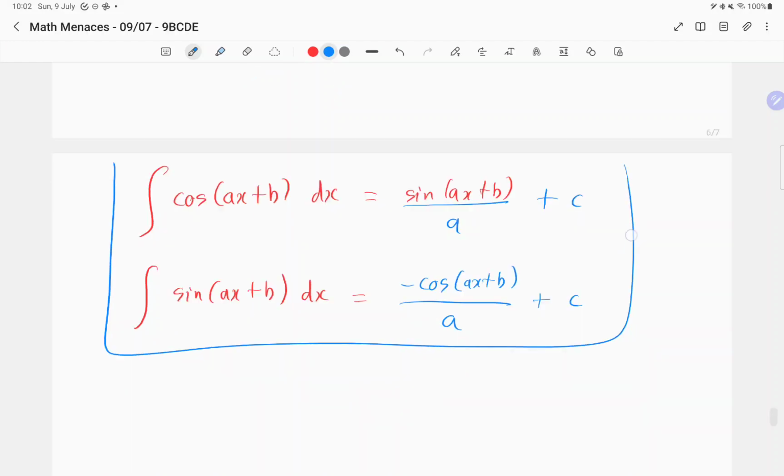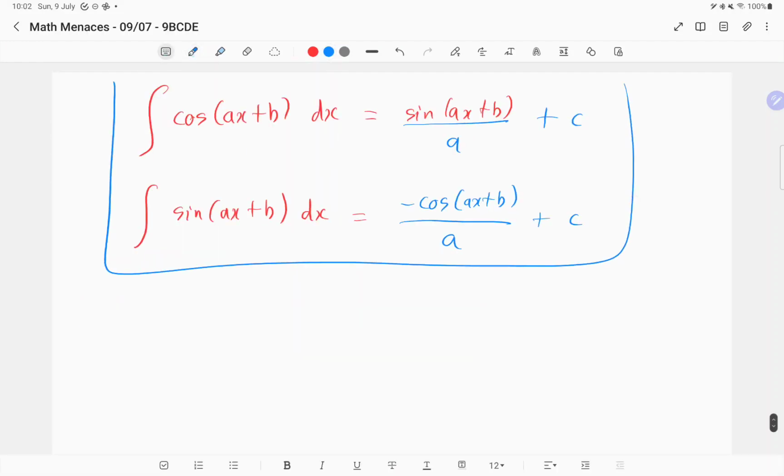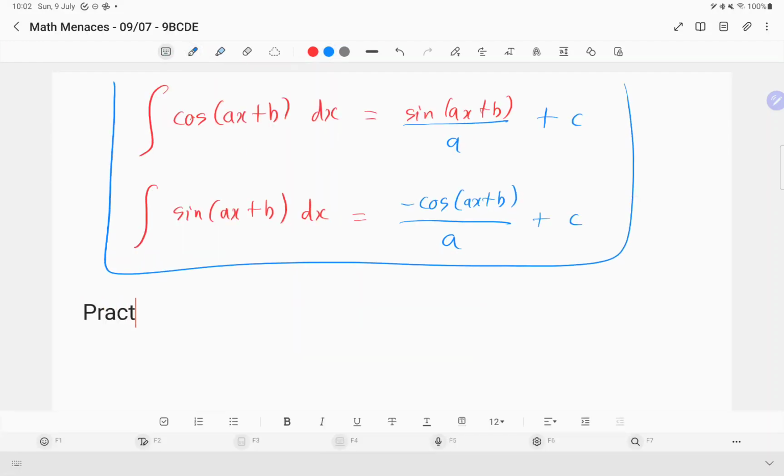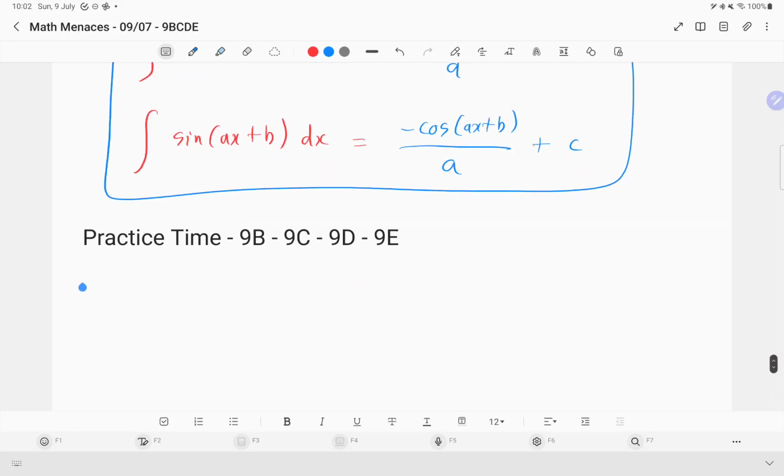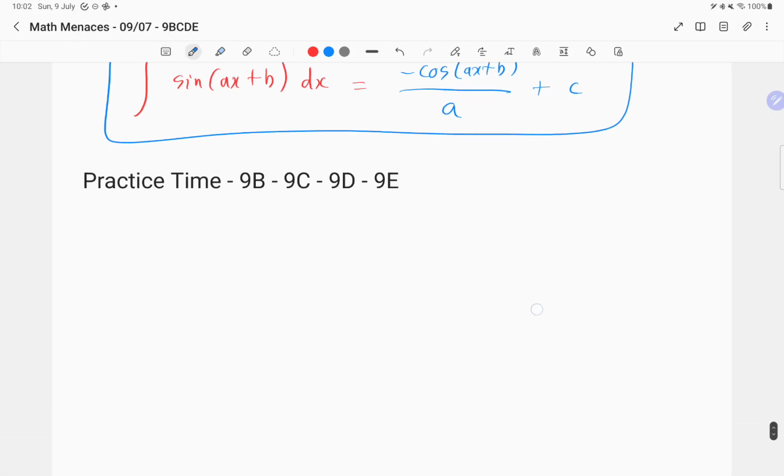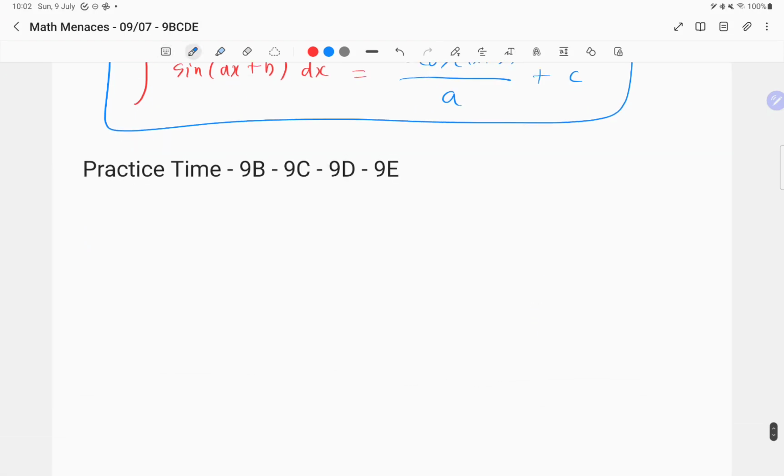Alright, let's start in 9B. Wait. Four chapters. Got an hour and a half. 9B. Let's see. I'll pick what questions for you guys to do.